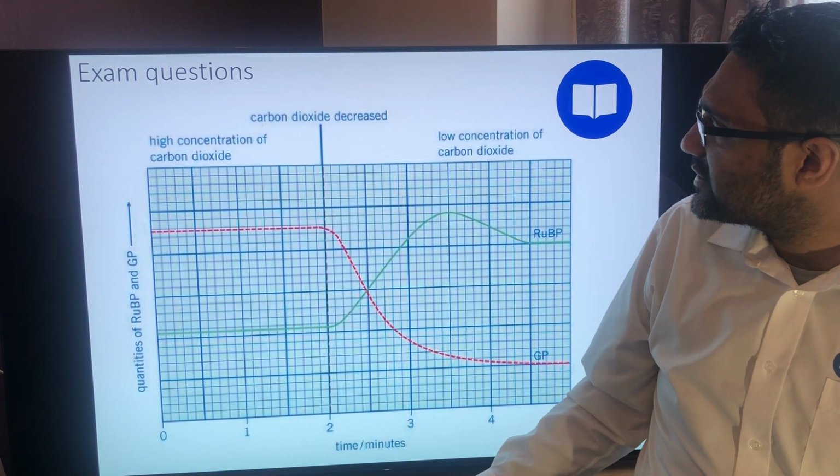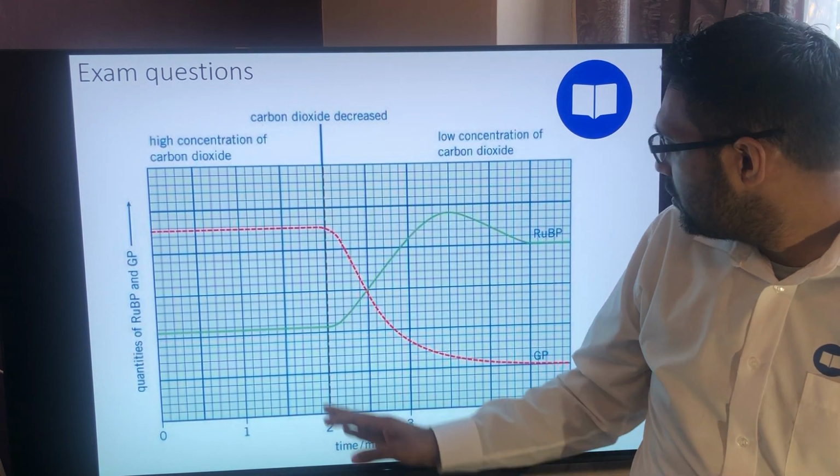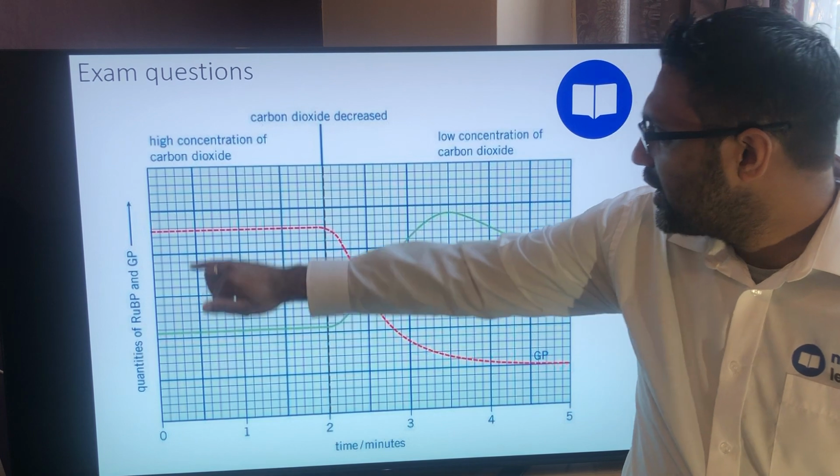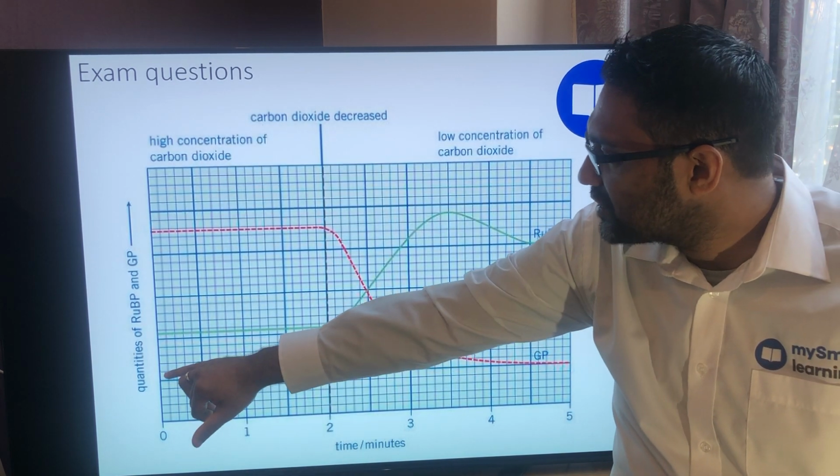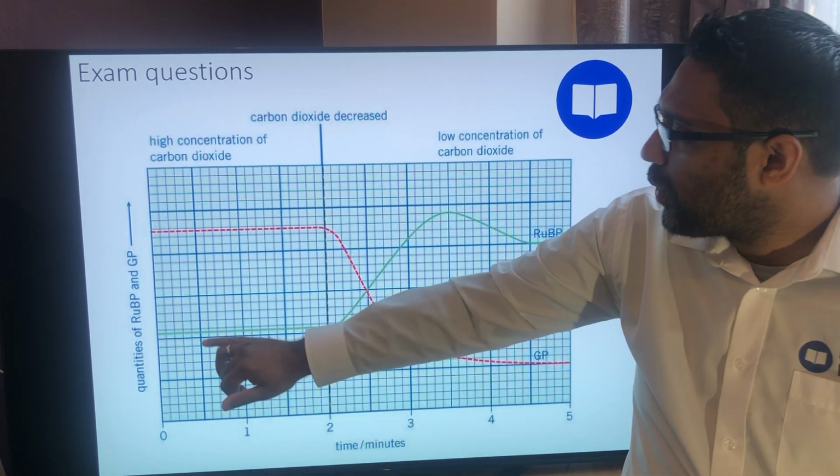Suddenly the carbon dioxide is decreased, you're not giving any carbon dioxide anymore. Look at this. There's RUBP. So this is under high concentration of carbon dioxide here. Quantities of RUBP and GP. Well, what can you tell?